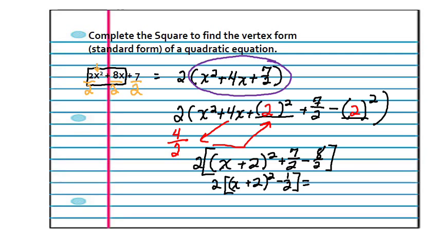which should equal, when we're all said and done, I'm going to kind of distribute this 2 out to everybody inside here. So 2 to the binomial squared and 2 to the end here. And that should give us 2 times the quantity x plus 2 squared minus 2 over 2, or 1, as our equation.